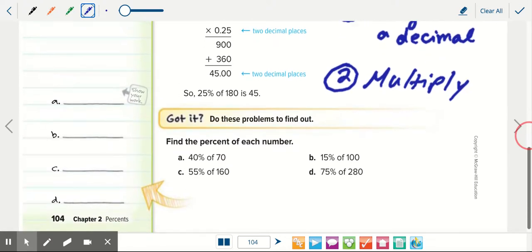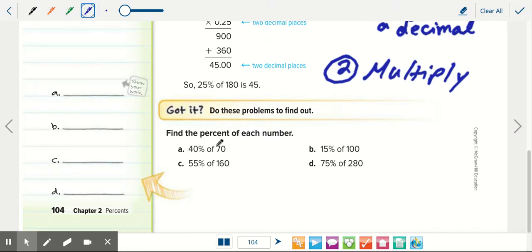Let's do letter A. 40% of 70. Well, 40% of 70, my first step would be to change 40% to 0.4. And my second step is to multiply times 70. Well, this is where I might get out my handy dandy calculator and I would type in 0.4 times 70. And I get 28. So my answer to letter A is 28.